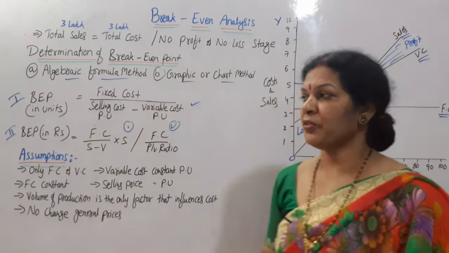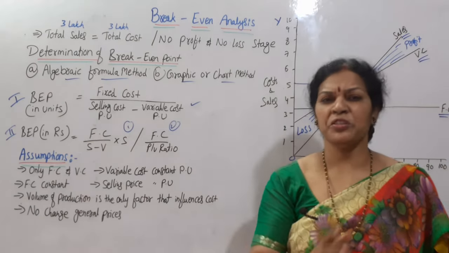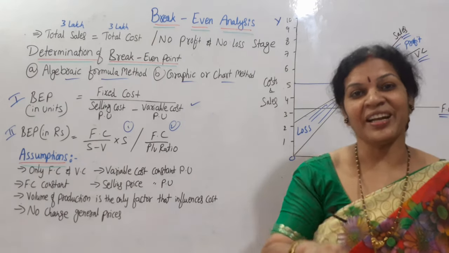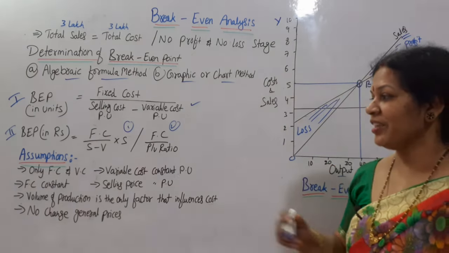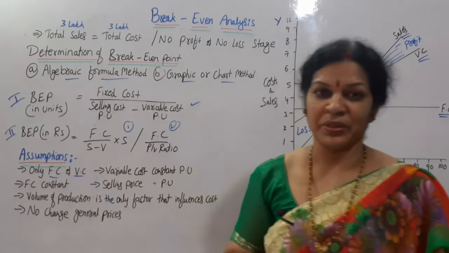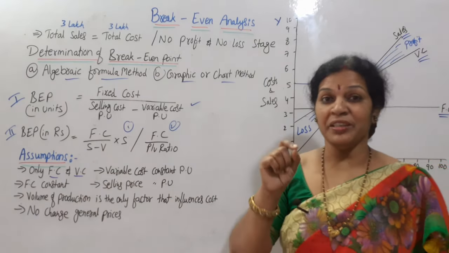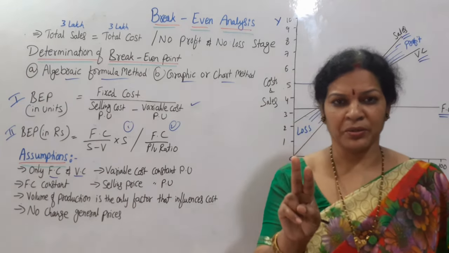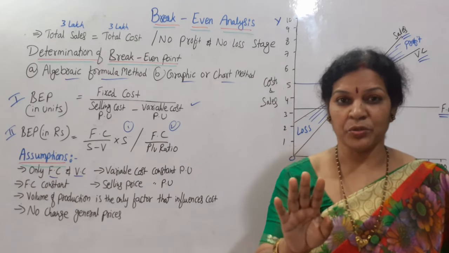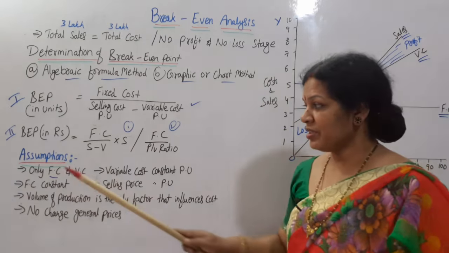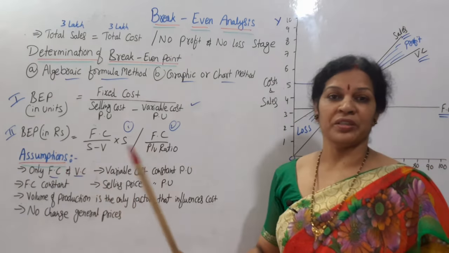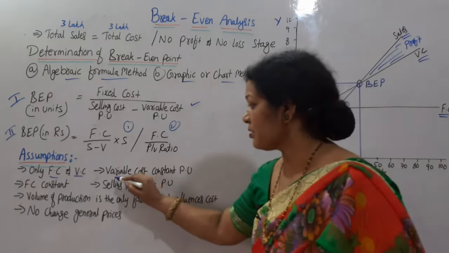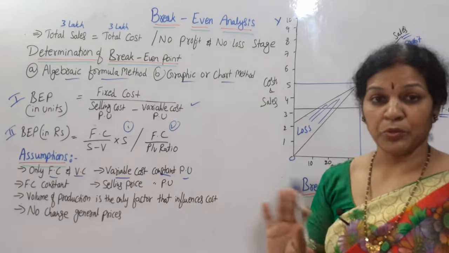Now let's discuss a few assumptions or limitations of break-even analysis, how it is going to work out. There are many limitations. It works under these assumptions. The first thing is that only fixed cost and variable cost we are taking here. I told you in the beginning class about marginal costing. Marginal cost talks about only two kinds of cost, fixed cost and variable cost. There is no semi-variable cost. So this is based on fixed cost and variable cost, no other cost. And variable cost is constant per unit, no change at all.